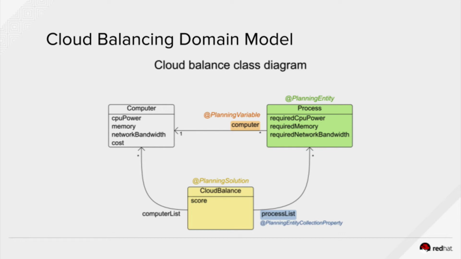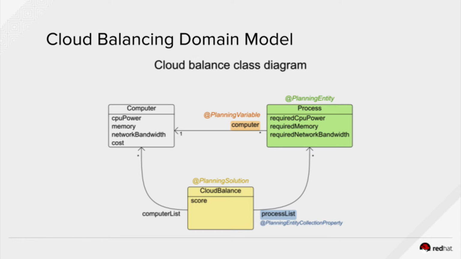While OptaPlanner is solving and trying to find better and better solutions, it's assigning processes to different computers to see whether that solution has a better hard score and soft score. Remember, the hard score was whether it's a feasible solution, whether we're not overloading the computer, and the soft score was the computer cost that we want to minimize. So the planning entity is our process. The planning entity needs to be assigned to a computer. So in this case, the computer will be our planning variable. We assign the process to different planning variables while the planner is solving. So we've got a planning variable called computer.